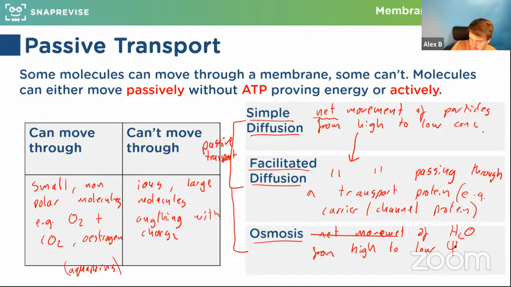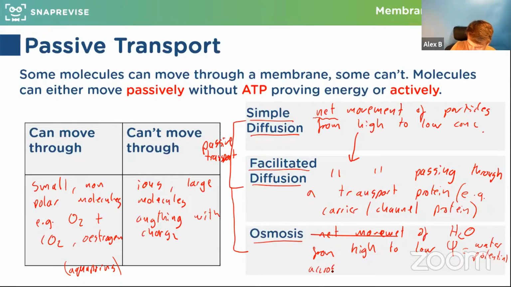You need to be familiar with this symbol. We use this trident. It's the Greek letter psi. We use that to represent water potential. So be familiar with this one. You can write it like that as well.